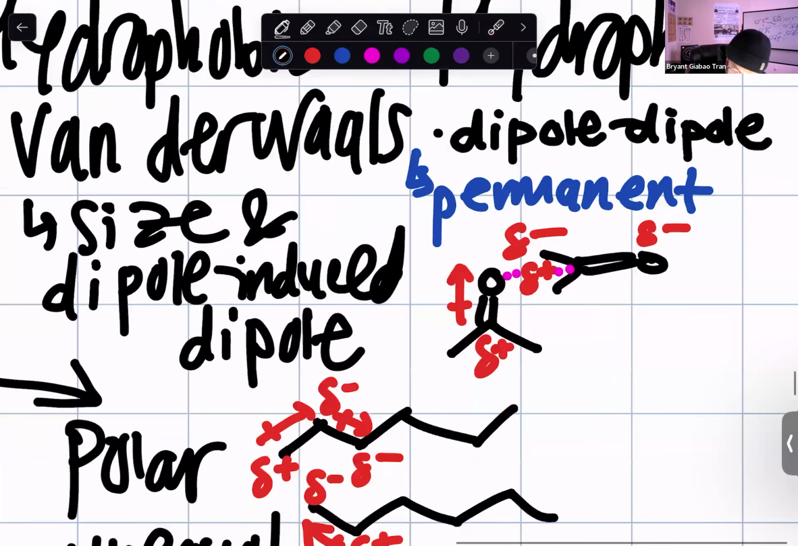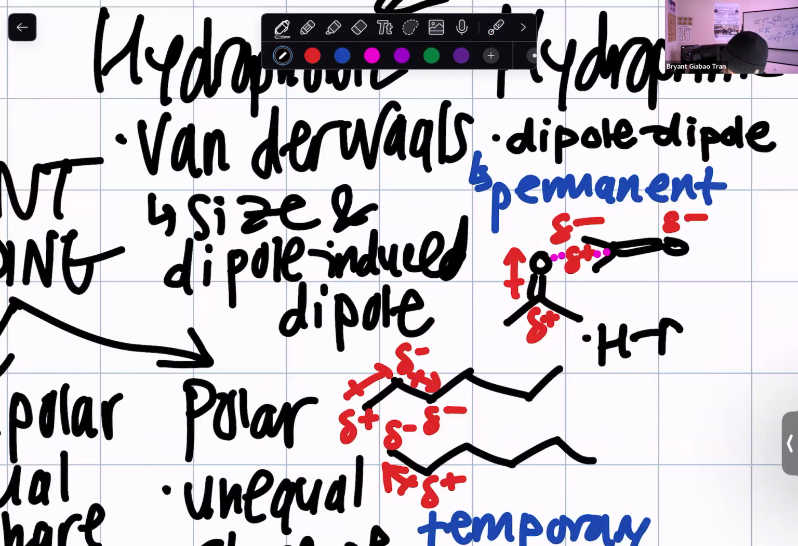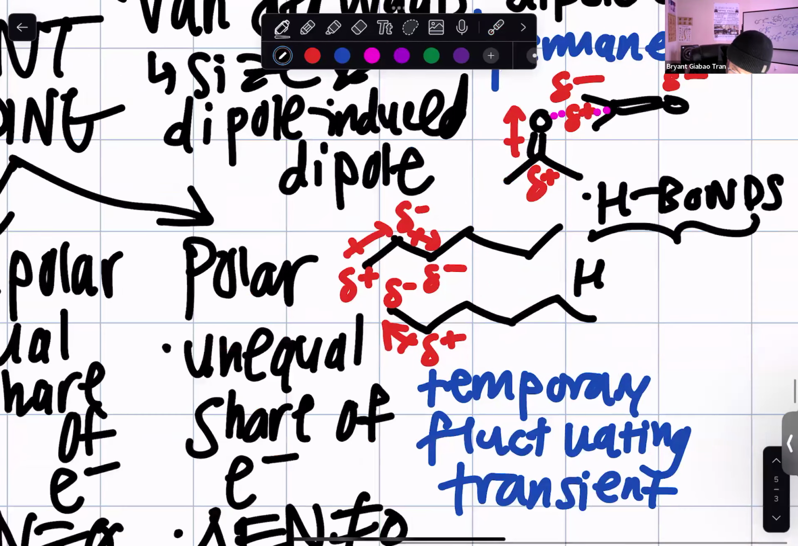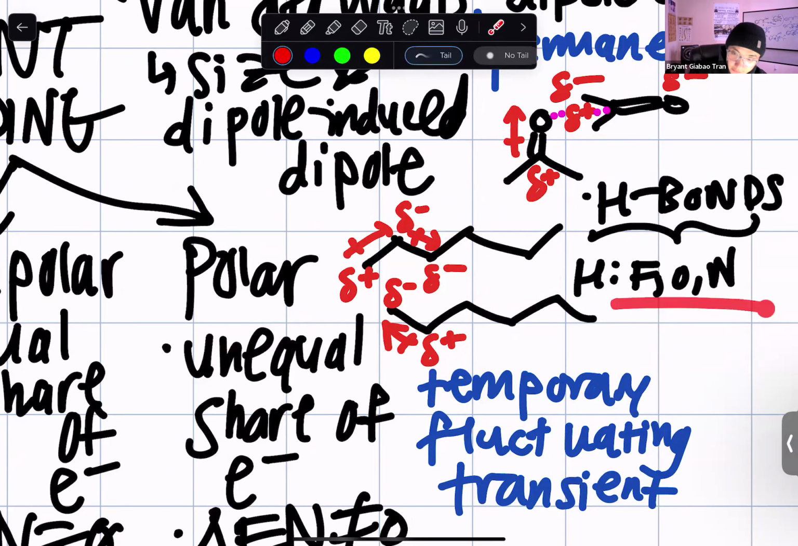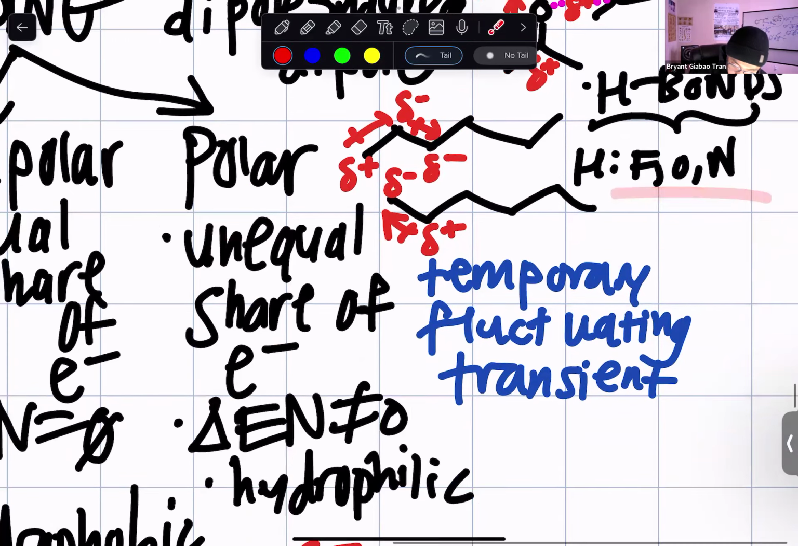The strongest type of intermolecular force that we will encounter are H bonds, right? And something would be considered an H bond if we have hydrogen attached to the three most electronegative atoms, FON: fluorine, oxygen, or nitrogen, right?